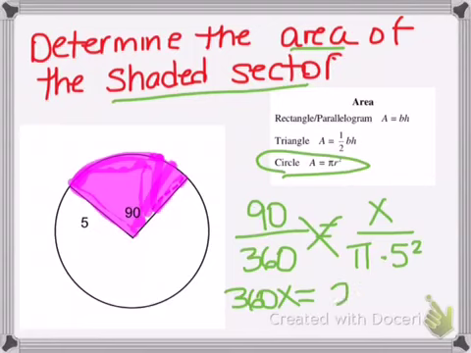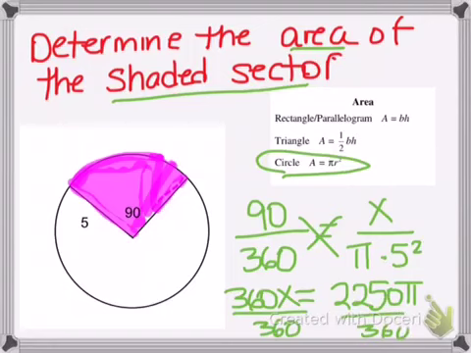So that's going to give me 2,250 pi. And then to solve for x, I want to use the division property of equality. So I'm going to divide both sides by 360. So when I do that, I find the area of the shaded sector is 25 over 4 pi. And remember, that's my exact value. So to get the approximated value, I hit my SD button, and that would be 19.6 if I round to the nearest tenth.